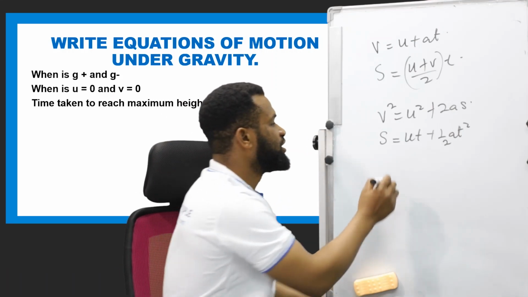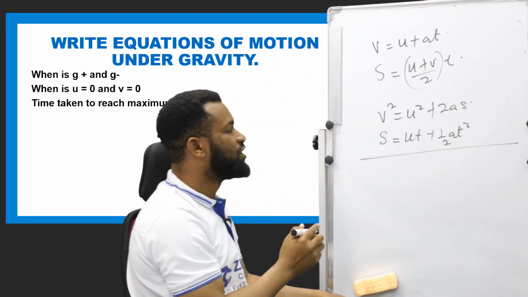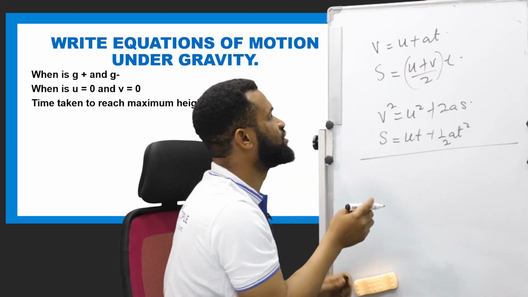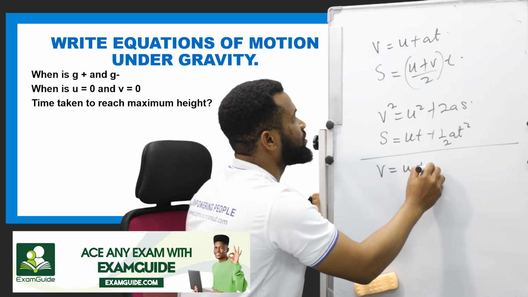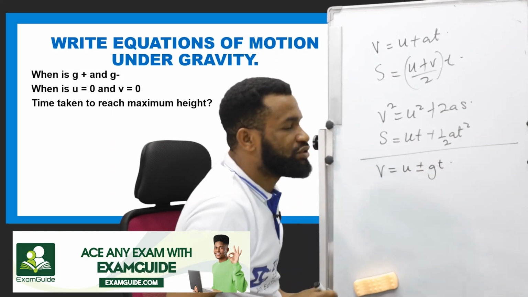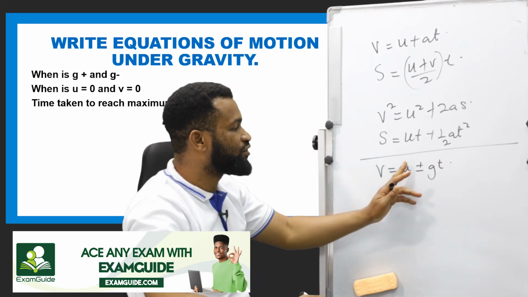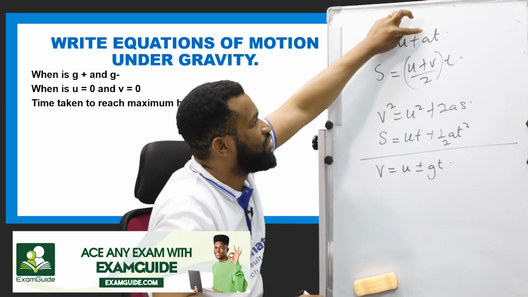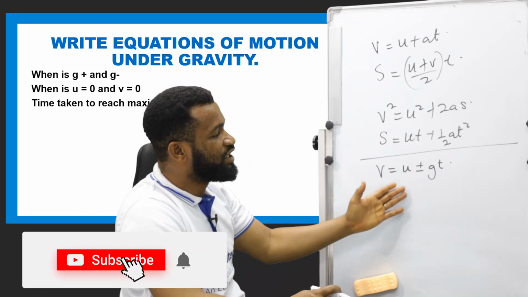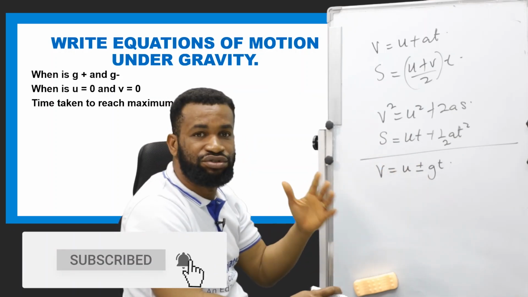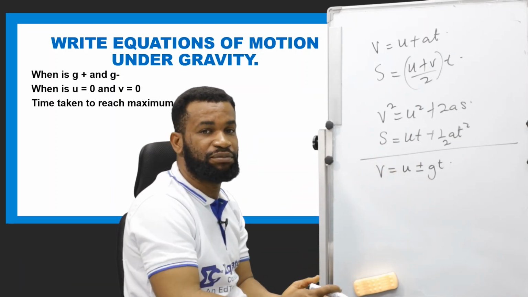But when we talk about motion under gravity, all these parameters change. Therefore, V is equal to U plus or minus GT. I want you to be very careful with this, plus or minus. Acceleration is no longer the rectilinear acceleration or uniform acceleration. You are now dealing with acceleration due to gravity, which is also uniform.